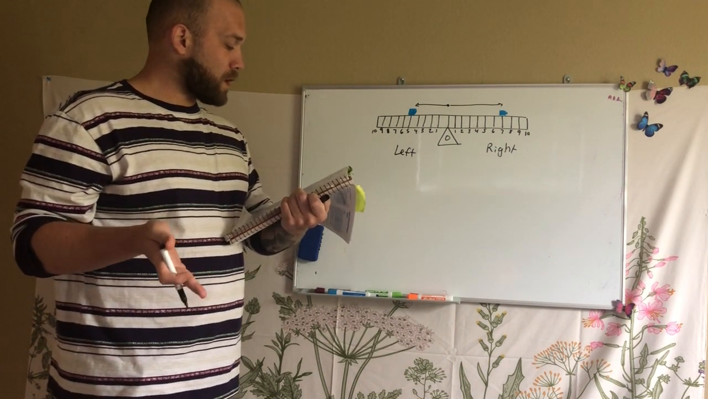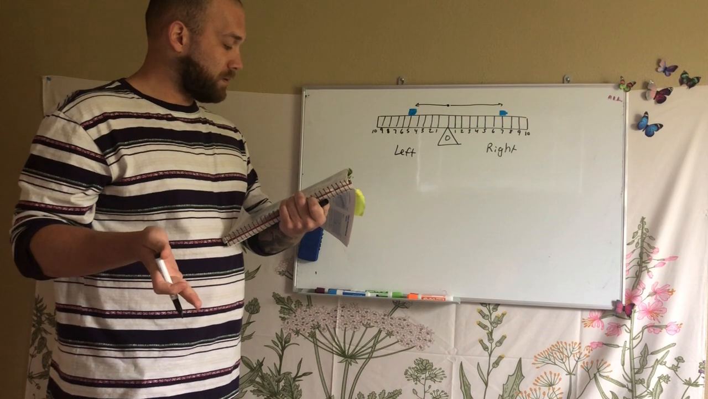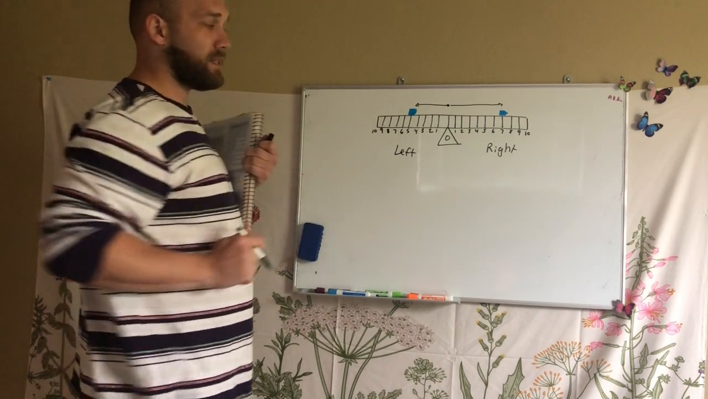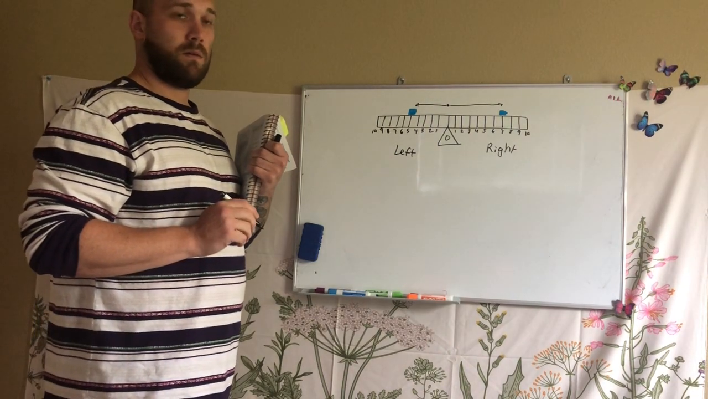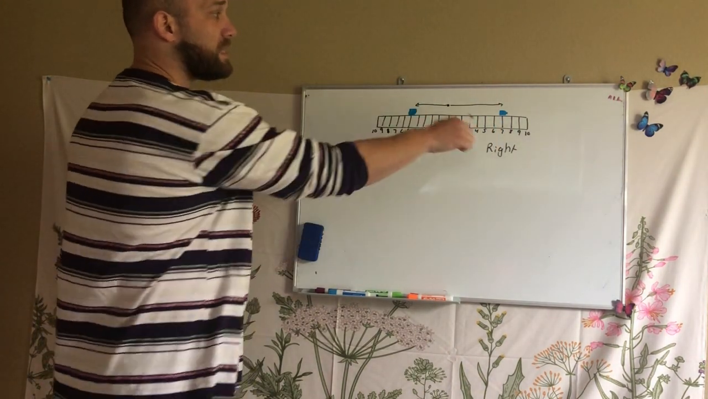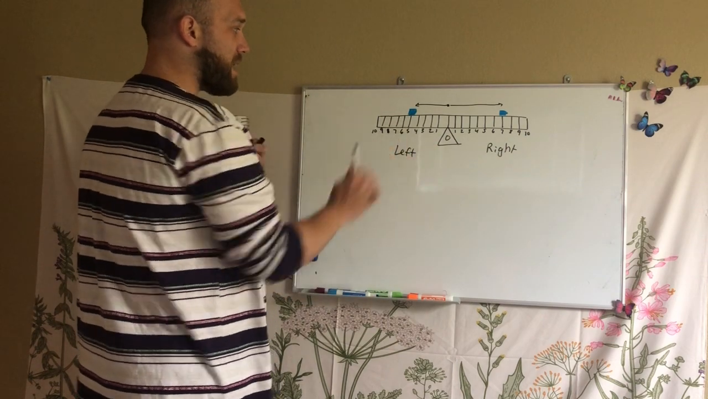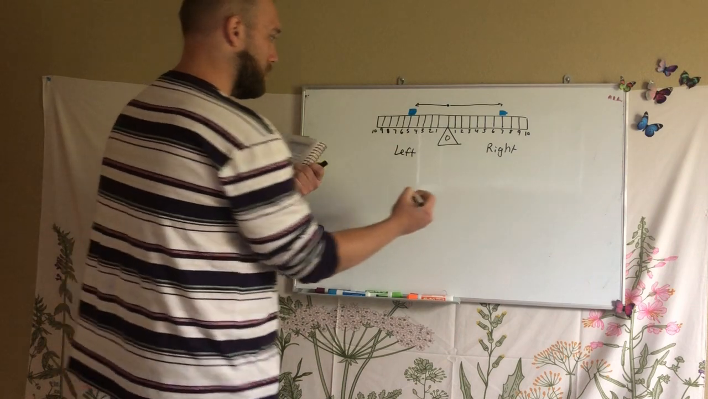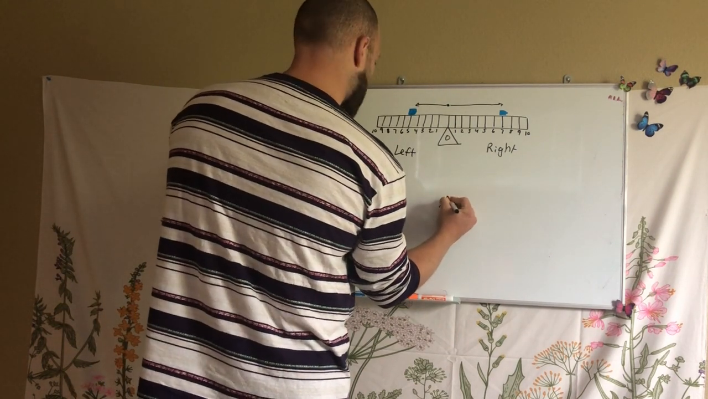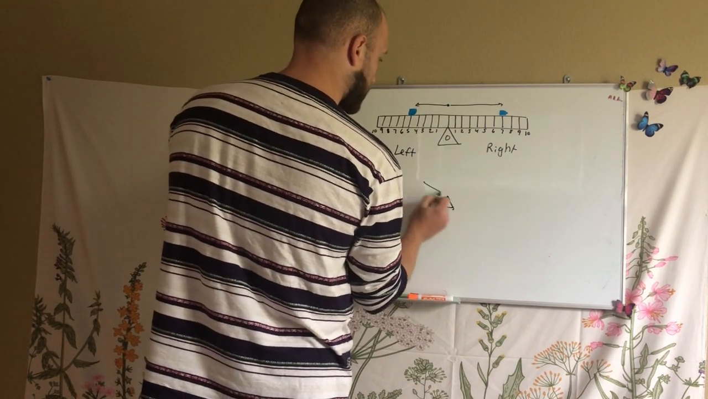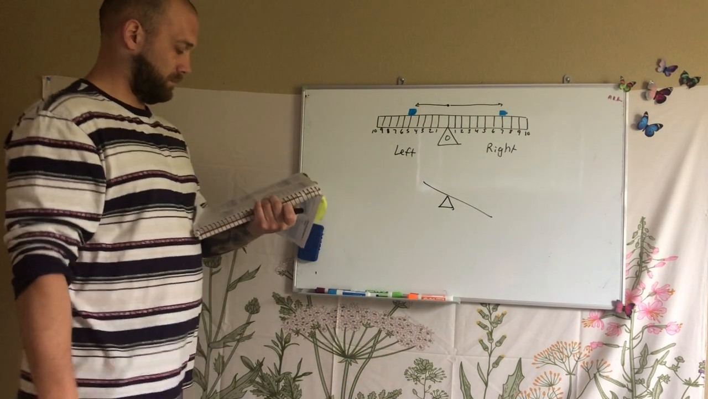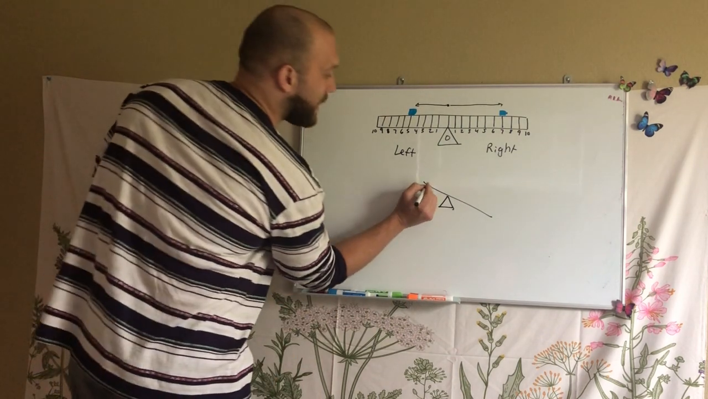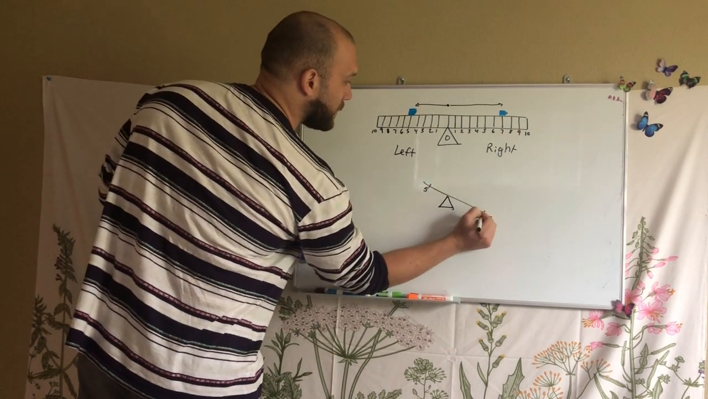The weight that is farther from 0 will go down. Is that the weight on the left side or the right side of this? It's on the right side. 7 is farther away from 0 than 5 is. So that means our balance beam is going to go like this. Because we have 5 and then we have 7.